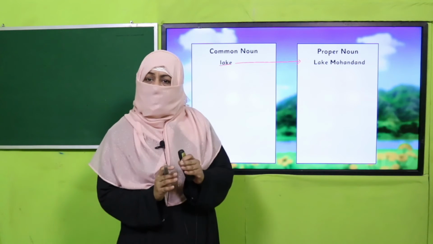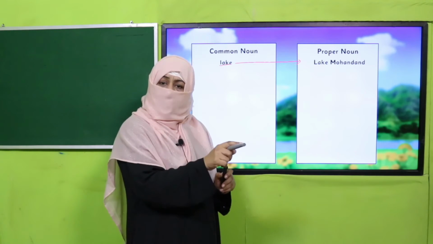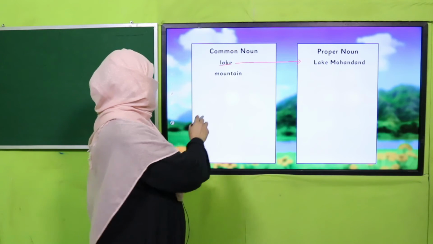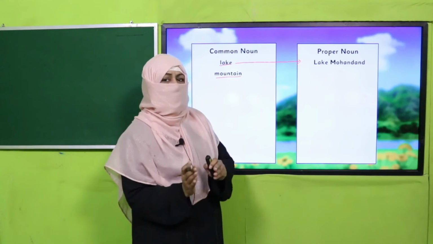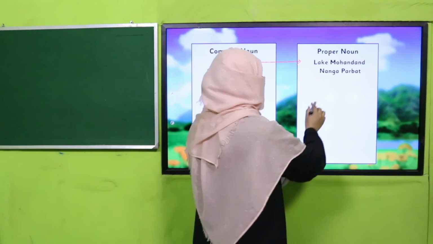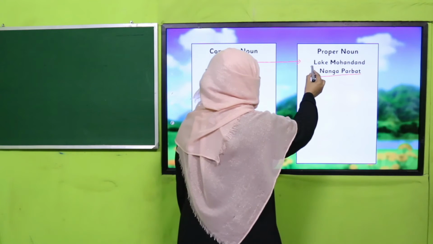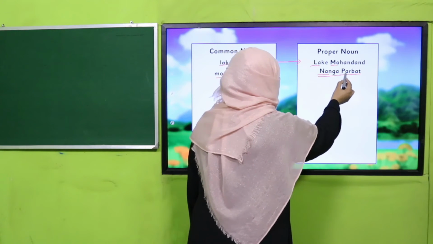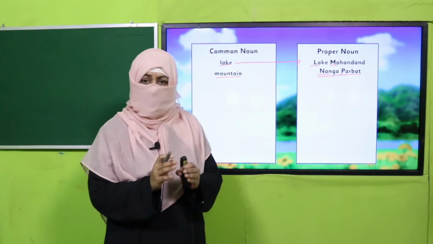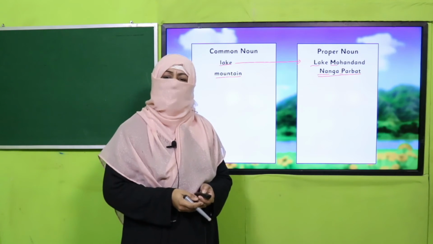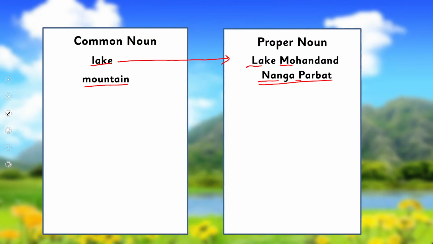Likewise, next time the teacher will call a child from Group 2 first. He or she will write a common noun like mountain, and the child from Group 1 will have to write a proper noun like Nanga Parbat. And make sure, children, whenever you are writing a proper noun, you have to write it with capital letters. So the teacher will keep giving points. Let's see who wins. So pause the video and enjoy this beautiful activity.